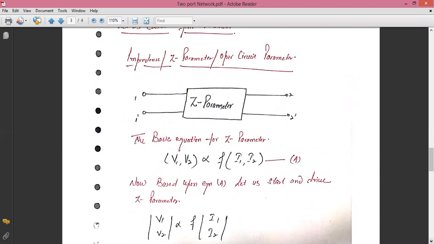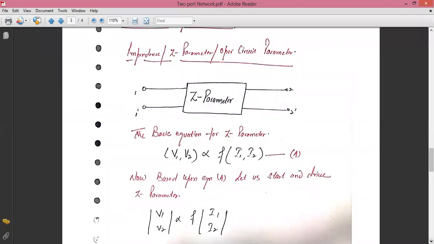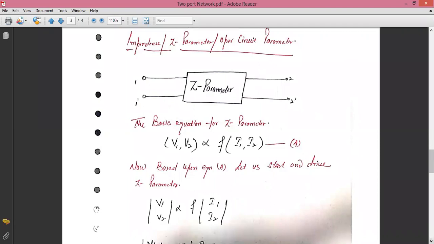This is the equation for the Z parameter. Later I will discuss another parameter with you. That parameter has its own unique equation. If you talk about Y, it has its unique equation. If you talk about G, it has its unique equation. But this is the equation for the Z parameter. And I can repeat again, the Z parameter says V1, V2 is a function of I1, I2. Now based upon this equation, let us start. First of all, I convert this equation into matrix form. So you can see here V1, V2 is a function of I1, I2.